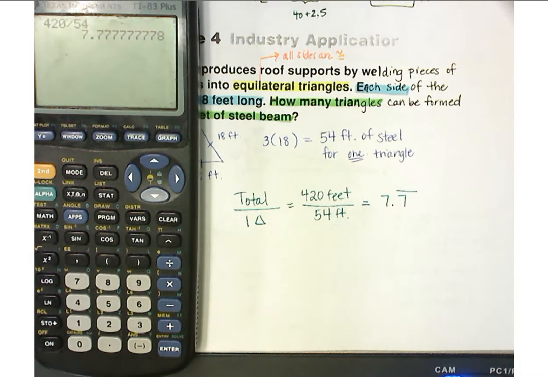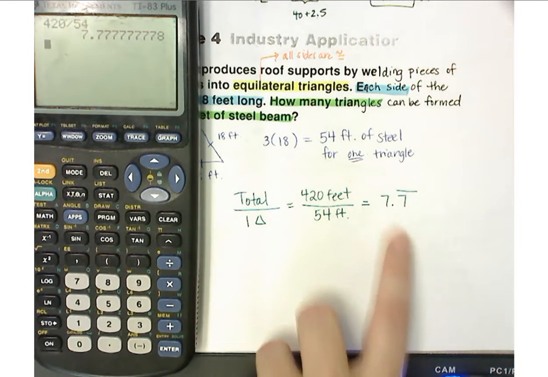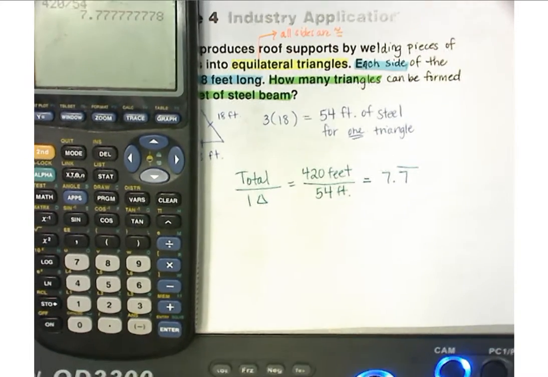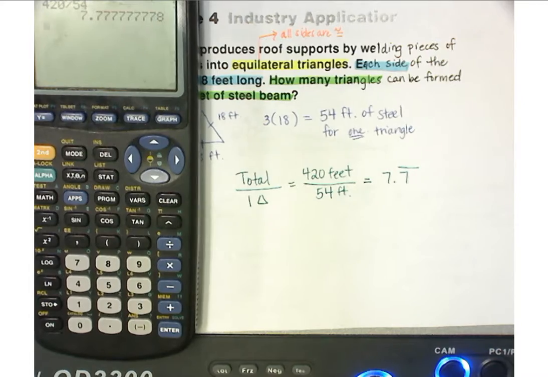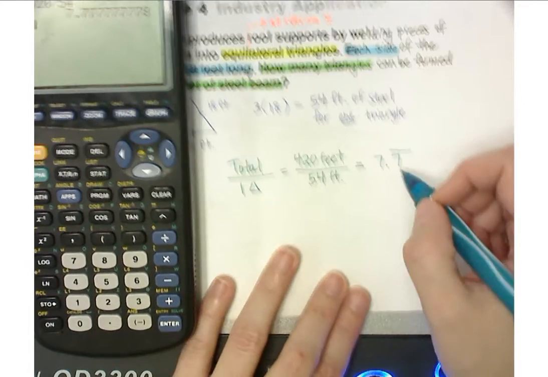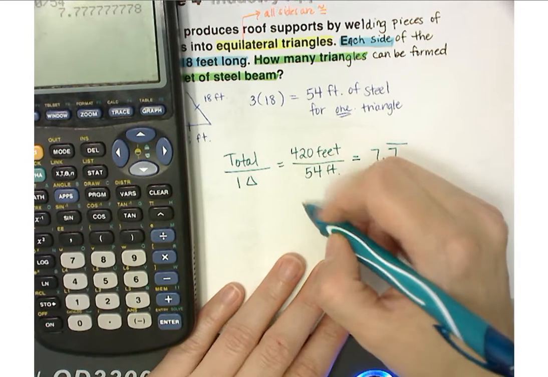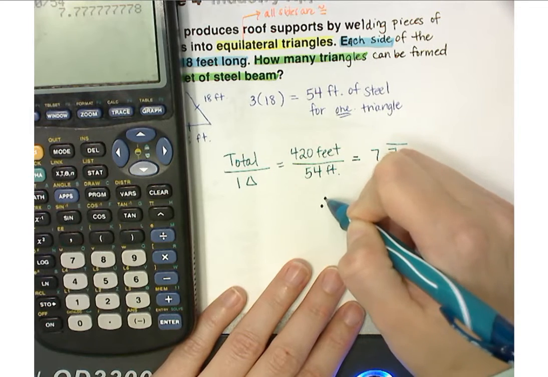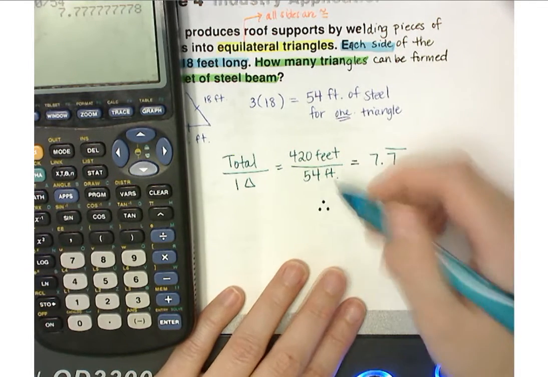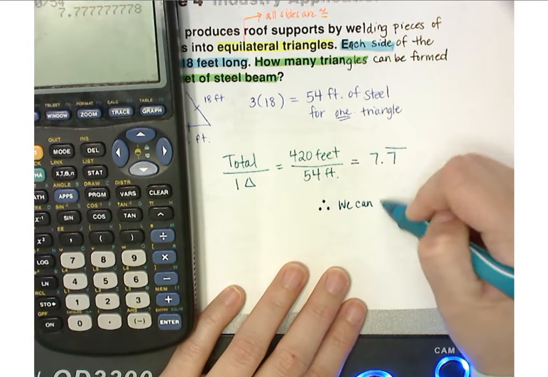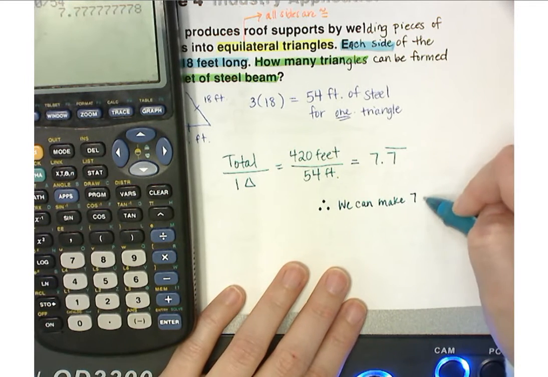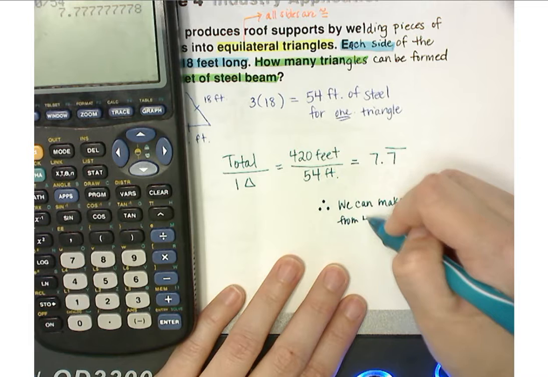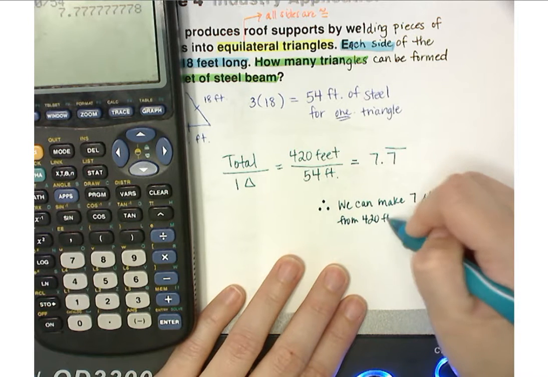Now, when it asks you how many triangles can be formed, can you have 0.7 of a triangle? No. So if they're asking you how many whole triangles you can make, are we going to round down or round up? Down. Okay. So therefore we can make, oh, do you guys know the symbol for therefore in math? It's these 3 circles. So this means therefore we can make 7 triangles from 420 feet of steel.